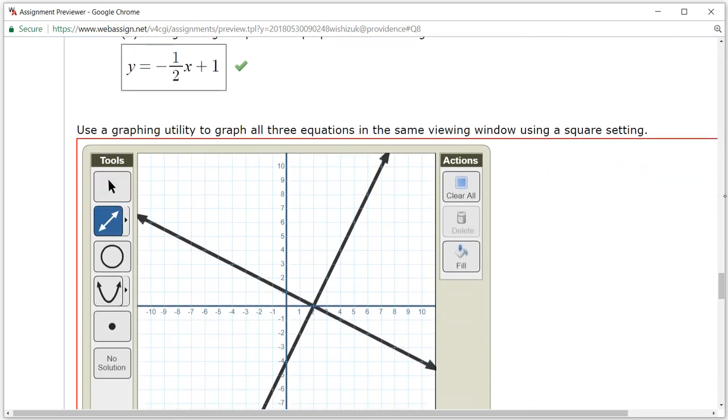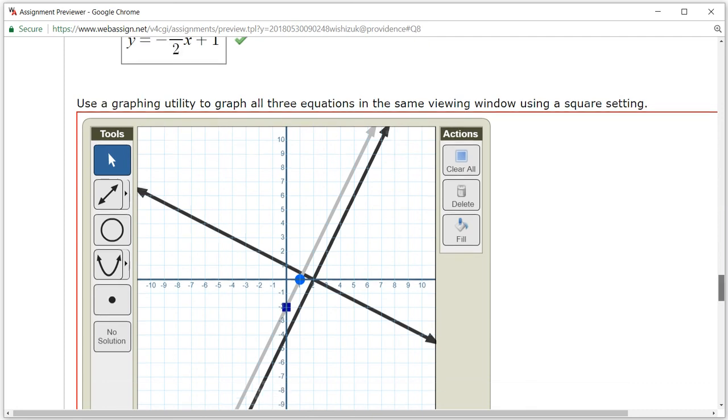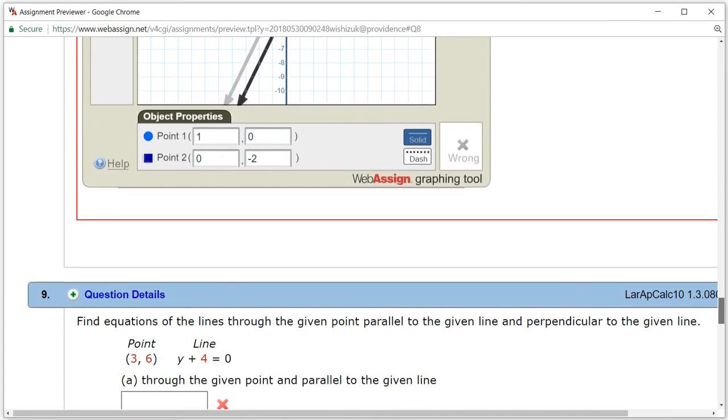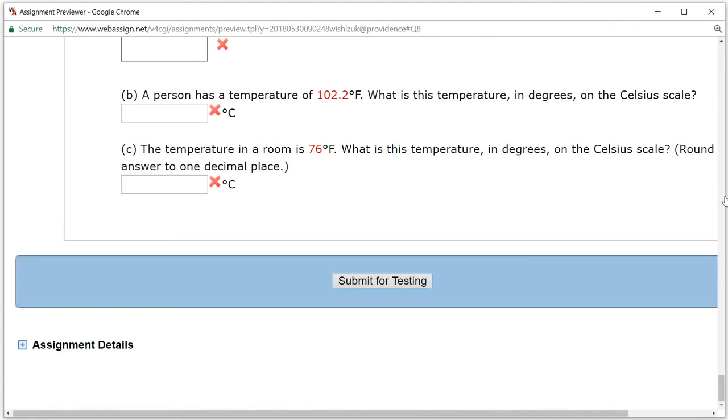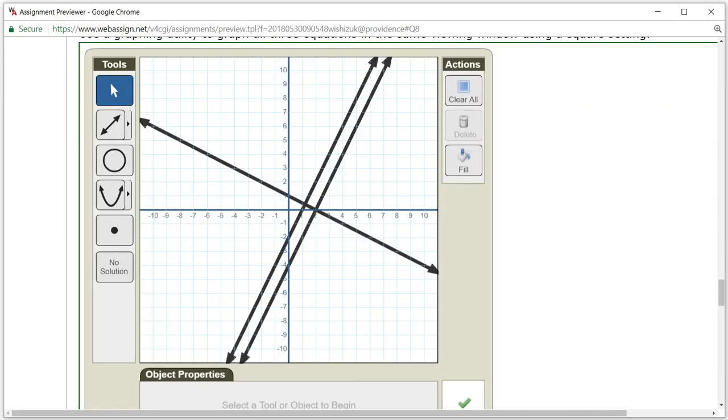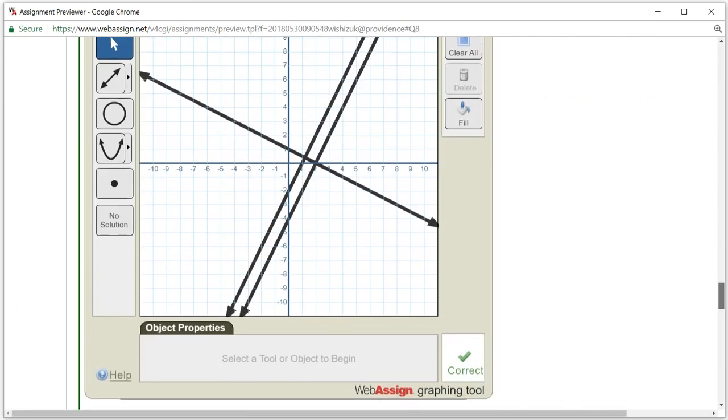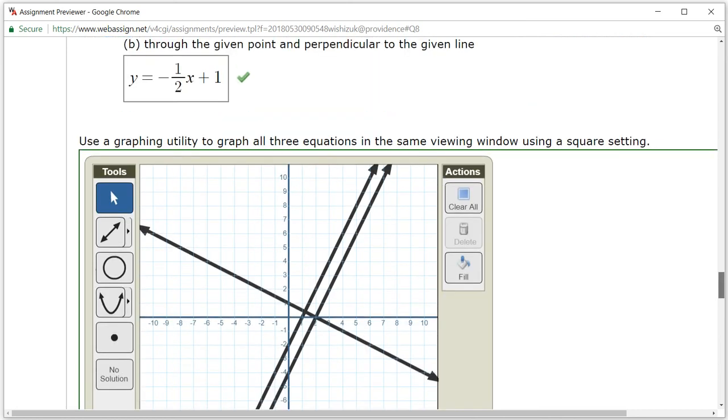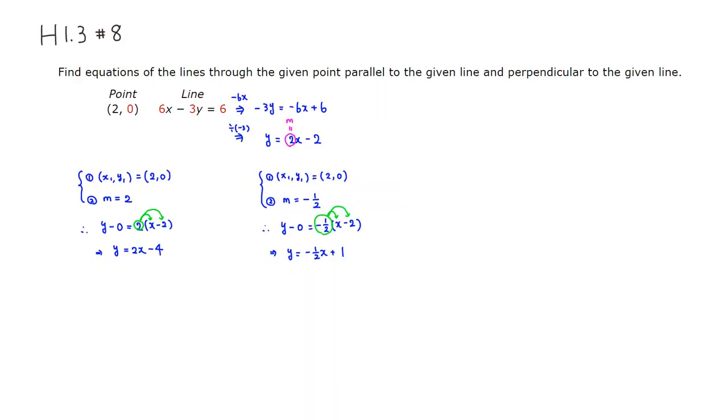So the x-intercept is 1, so it's going to go through here. Then it's going to go through the y-intercept, negative 2. So you put the negative 2 on the y-axis and put a point. That's going to be the original line given. So we got that. Let's check the answer here. Submit for testing. It came back and it looks like we got this one correctly. That's it. I hope that this was clear.